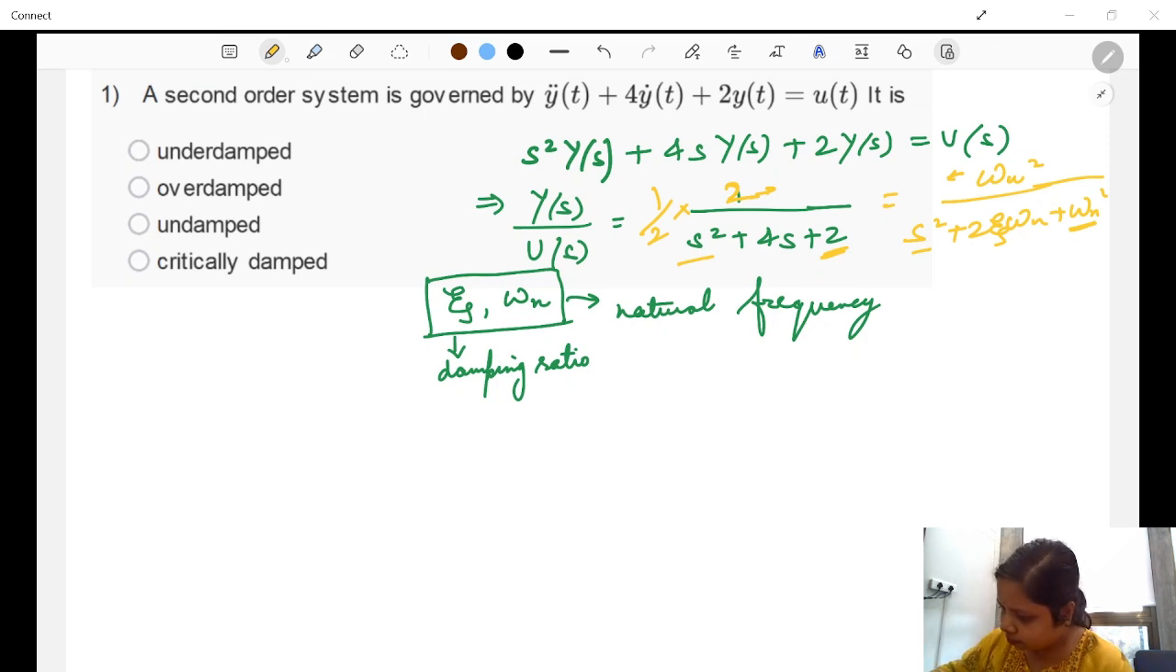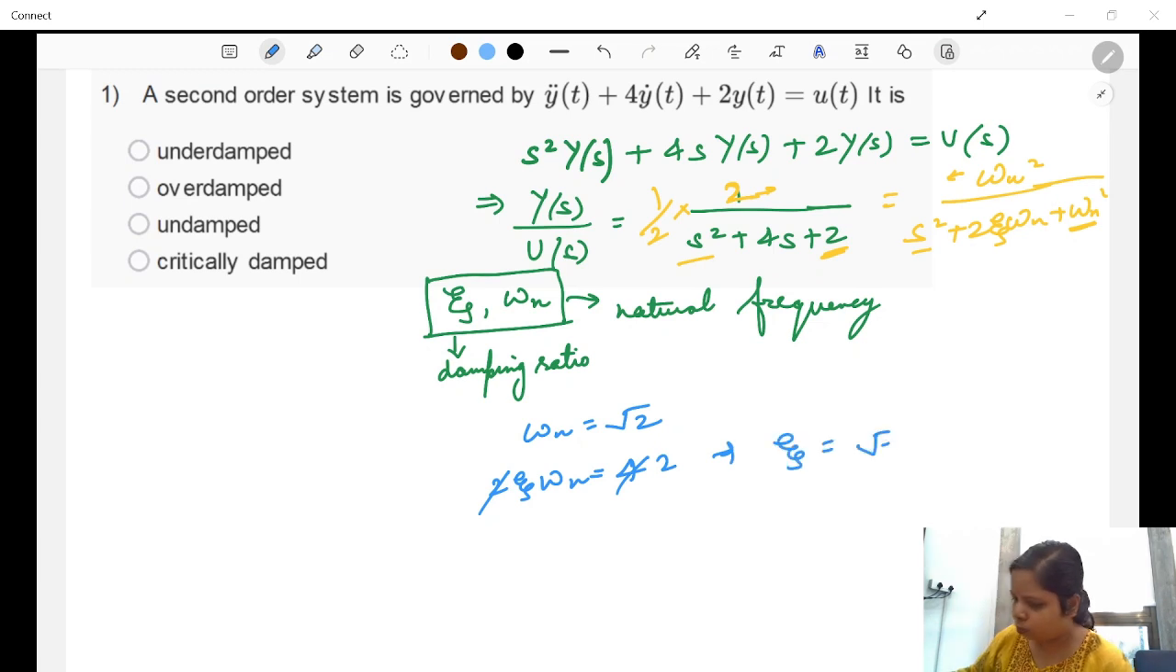So when you find, what you get is omega n is equal to root 2, right? And 2 zeta omega n is equal to 4 in this case. So zeta is equal to root 2, right? Yeah, it's root 2. So zeta is equal to root 2. That means this lies in which of the cases?